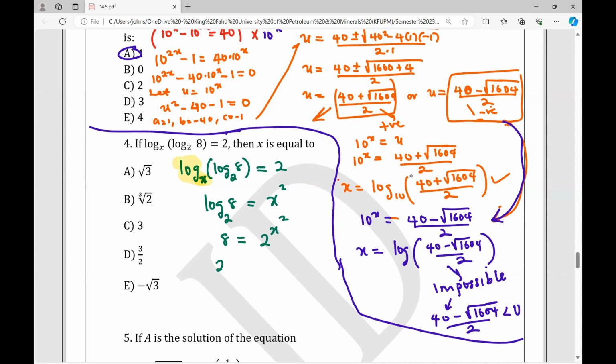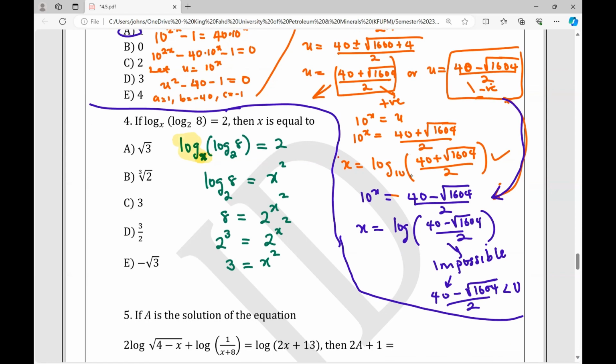And now we can write 8 as 2 to the power 3 is equal to 2 to the power x squared. So you can see we can drop the base. It means that 3 is equal to x squared. If 3 is x squared, it means x is equal to plus or minus root of 3. But if you look at the position of x, it is standing as the base. The base here cannot be negative. So we take x to be root 3 only, since x has to be positive because of the position of x. So we go with A.